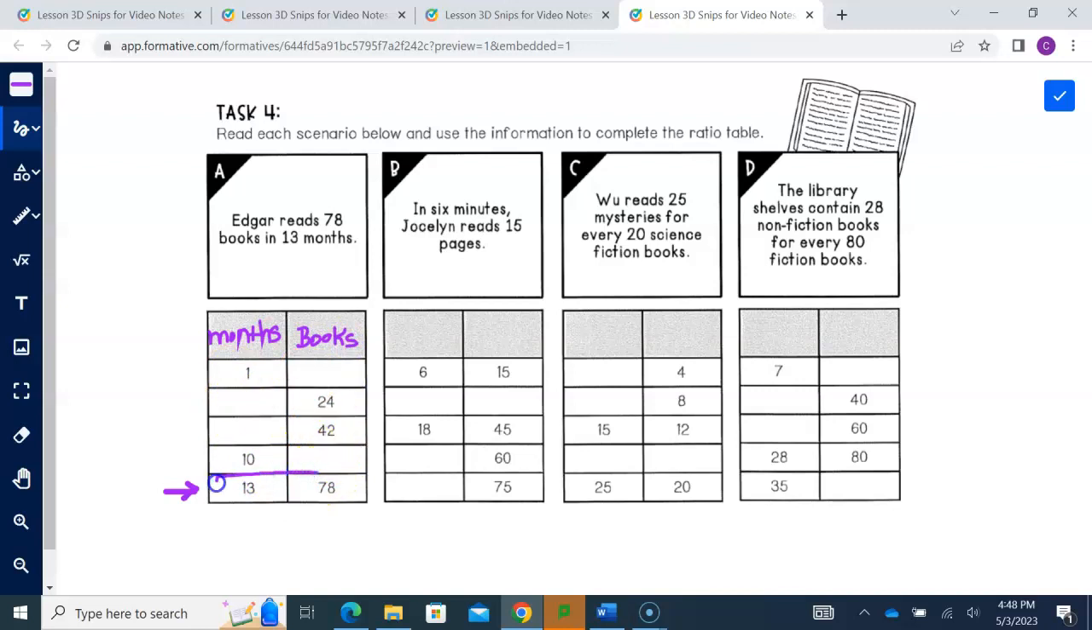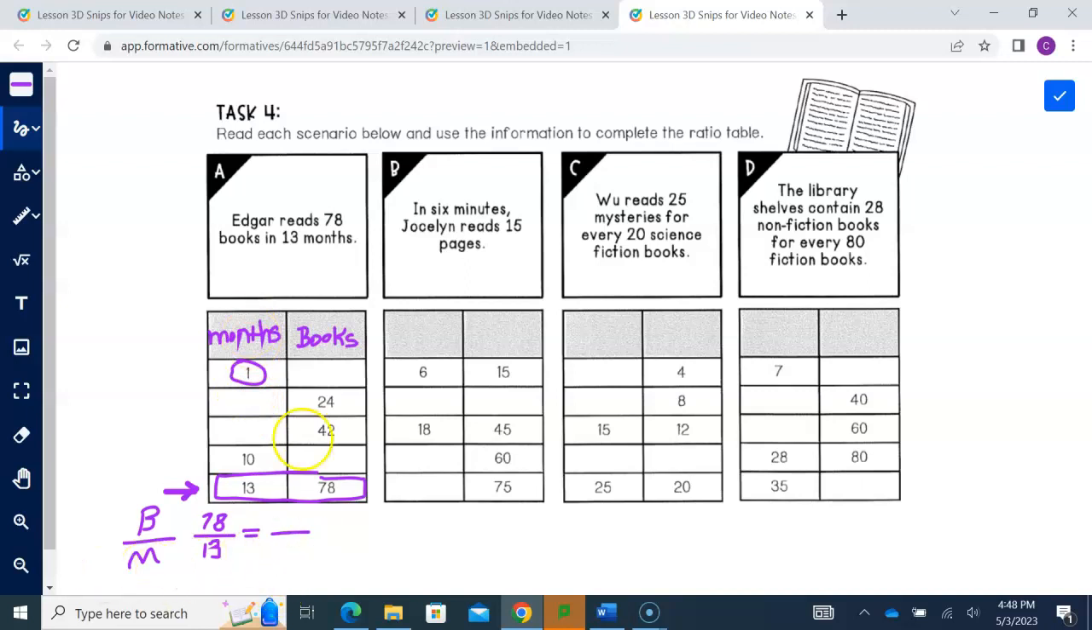So we're going to start with this right here, and we're going to look up here at this. We want to know how many books he read in a month. So I am going to set up books on top and months on the bottom, and it's 78 to 13 was the ratio they gave us. And they're using this ratio to make equivalent ratios throughout this table. We just have to figure out what they are.